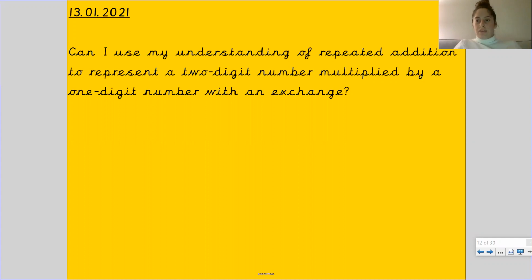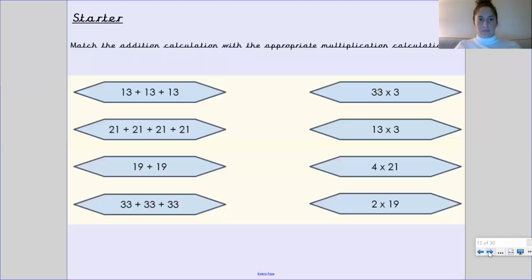Your learning objective today is can I use my understanding of repeated addition to represent a two-digit number multiplied by a one-digit number with an exchange. So this is a bit different to our previous lesson because our previous lesson was just focused on multiplying a two-digit number by a one-digit number, but there was no exchange. So today we're going to see how it works when we need an exchange.